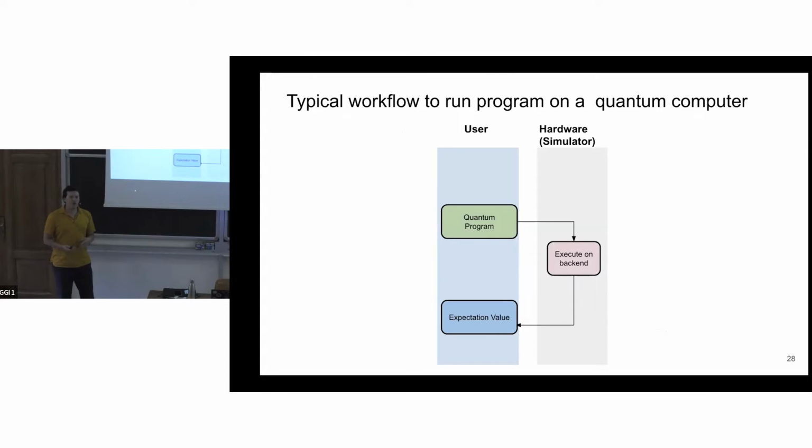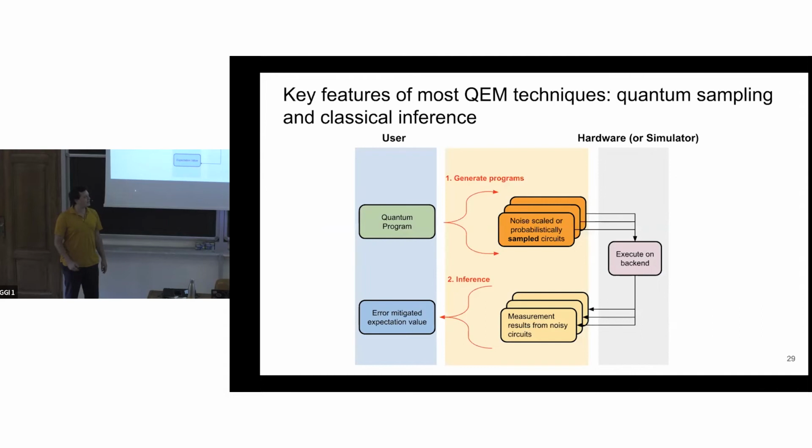So let's go back to a user perspective of using this quantum computer. Generally, as we mentioned, you have a quantum program, you execute it on a backend, and then you collect an expectation value. In this framework, the division of sampling and inference that characterizes most quantum error mitigation techniques at the highest level can be split into these two stages. It's really a workflow in which we generate a series of noise-scaled or probabilistically sampled quantum circuits, we send them all to a backend, then we collect the many results and perform some fitting and inference to obtain an error mitigated expectation value.